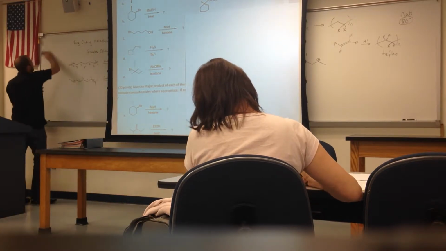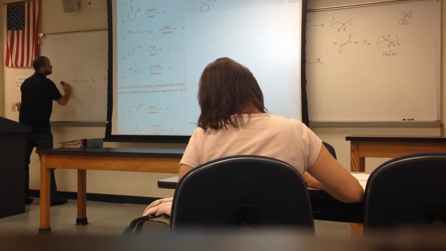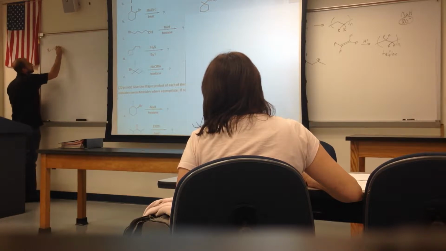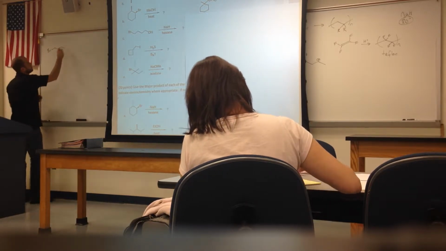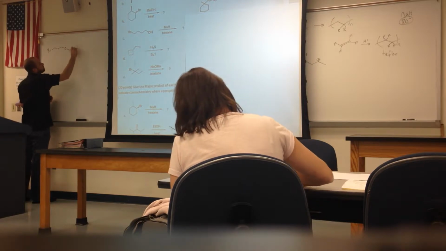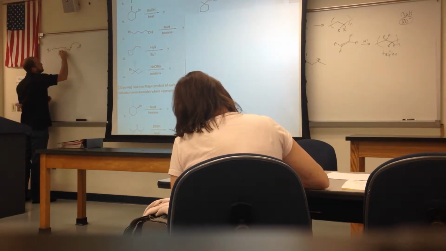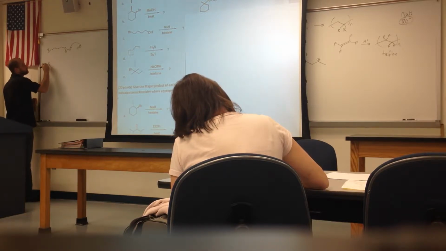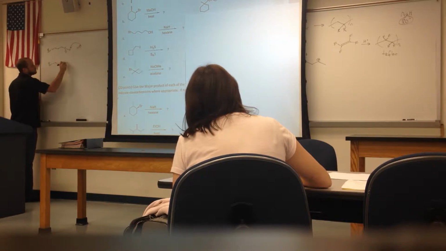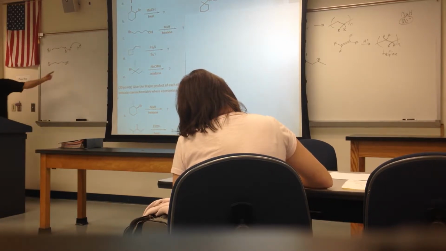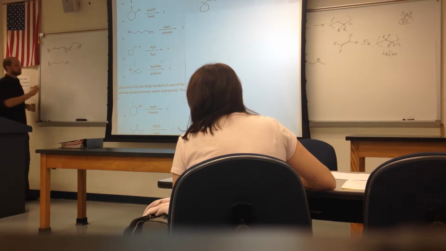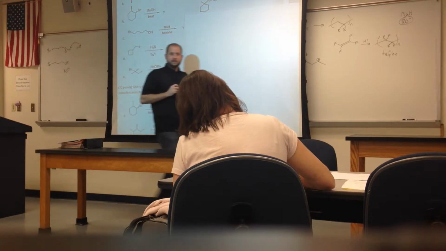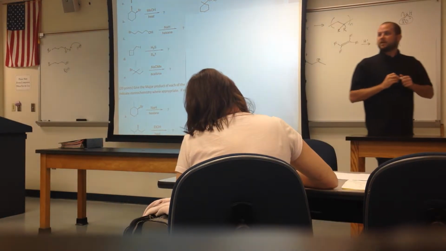What's the most acidic thing in that molecule? The OH. So what's it going to do? It's going to deprotonate it. That's what bases do. They deprotonate stuff. What is this? It's an alkoxide, right? What do alkoxides do to primary halogens?